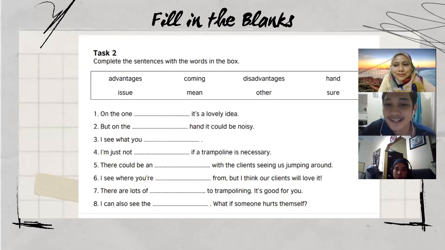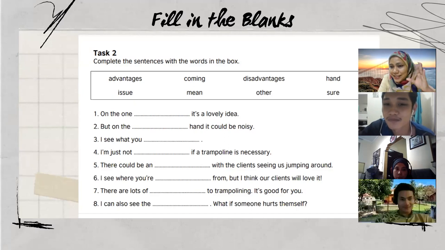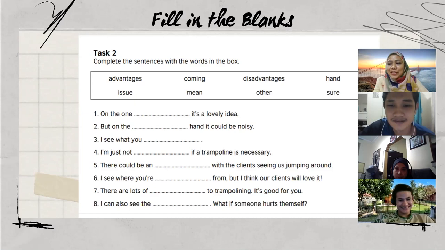Okay, on the one, advantage is a lovely idea, right? On the one, I'm giving you a clue here, with this gesture. Your brother is giving you a clue as well. Not giving you a clue, giving you answers. On the one. I can't get it. I don't get it. You don't get it? Okay.